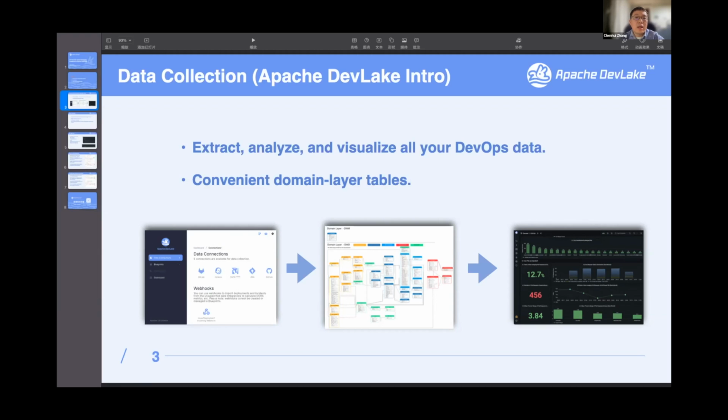The collected data is automatically stored in a layered schema. Normally, the domain layer is all you need. It includes tables like teams, jobs, repos, issues, commits, pull requests, CI/CD tasks, etc., regardless of your specific DevOps tool. So you see, it's all sorted out by DevLake.